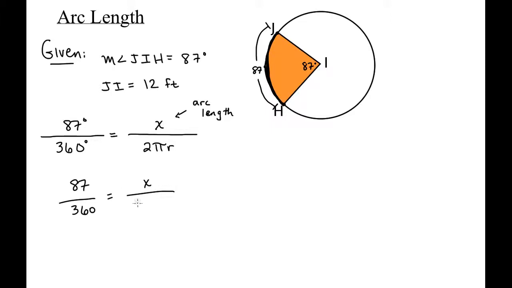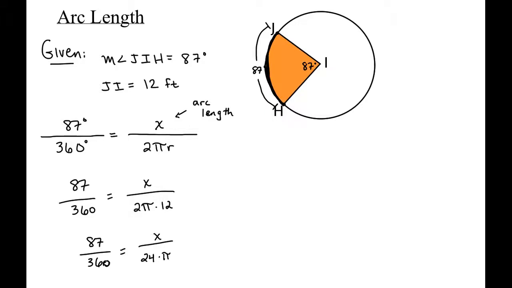R, of course, is 12. So we have 87 over 360 equals x over, and 2 times 12 is 24, I'll do that first, 24 times pi. Alright, so here is the trick. We don't want to necessarily cross multiply because then we'll just have to divide again.